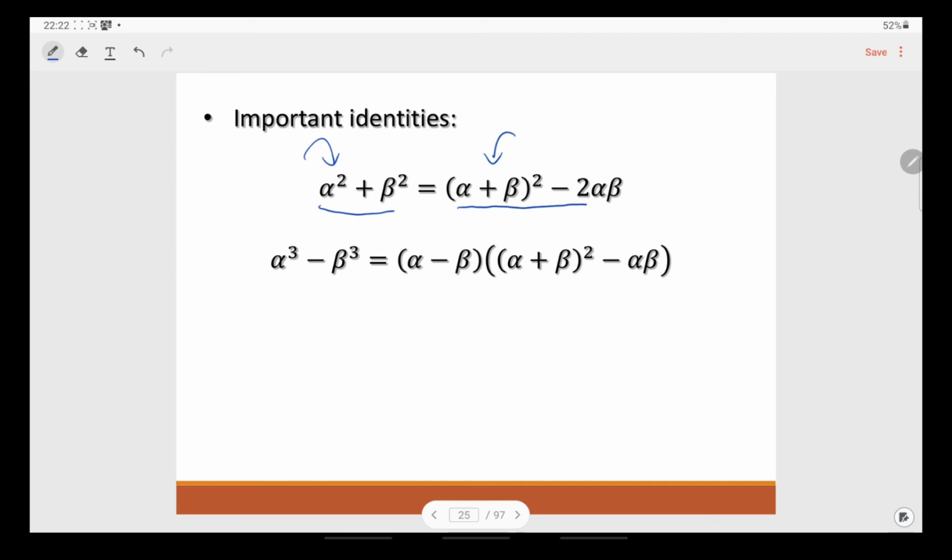Previously we have alpha square plus beta square. Now it becomes, we have the sum of roots, we also have the product of roots. So later we'll see how to use the sum of roots and product of roots. Other than square, we also have the following case. For the cube case, we have alpha cube minus beta cube equal to alpha minus beta, parenthesis, alpha plus beta square minus alpha beta. Again, we have the sum of roots, we also have the product of roots.